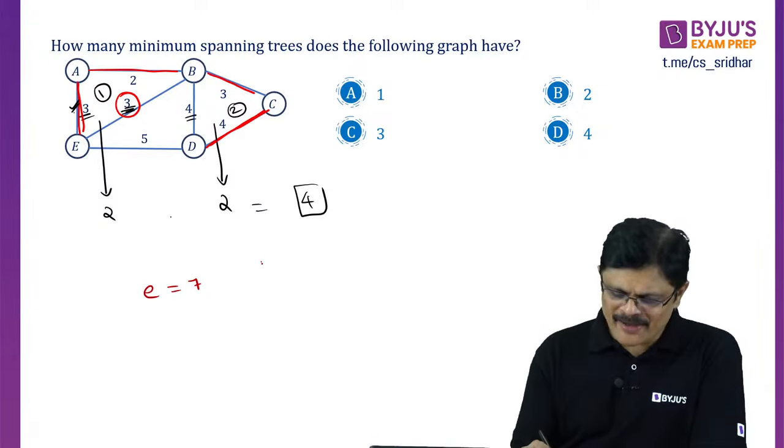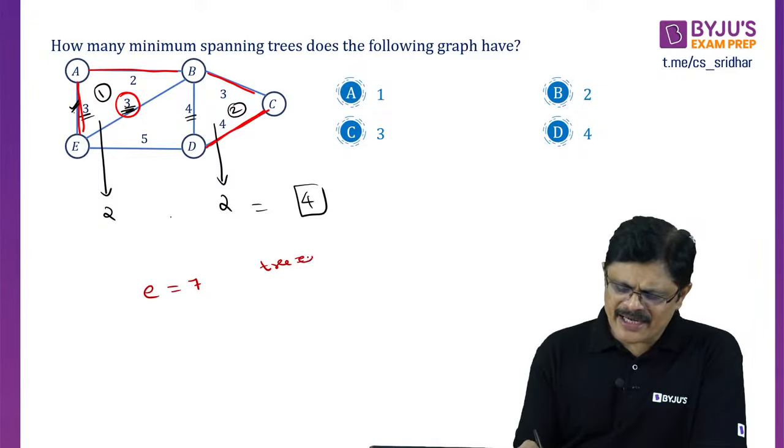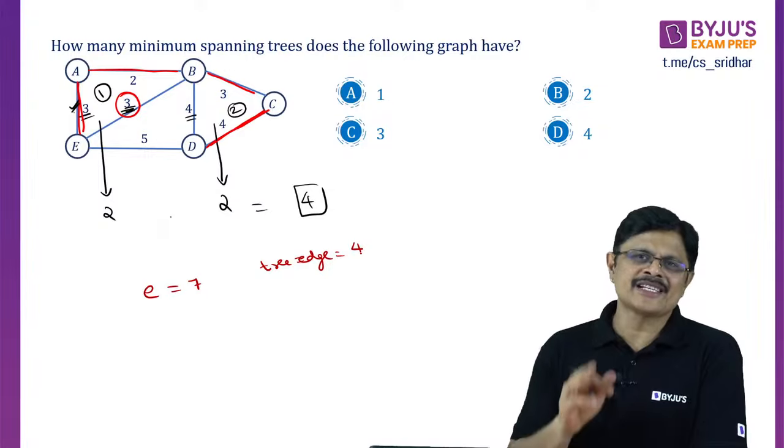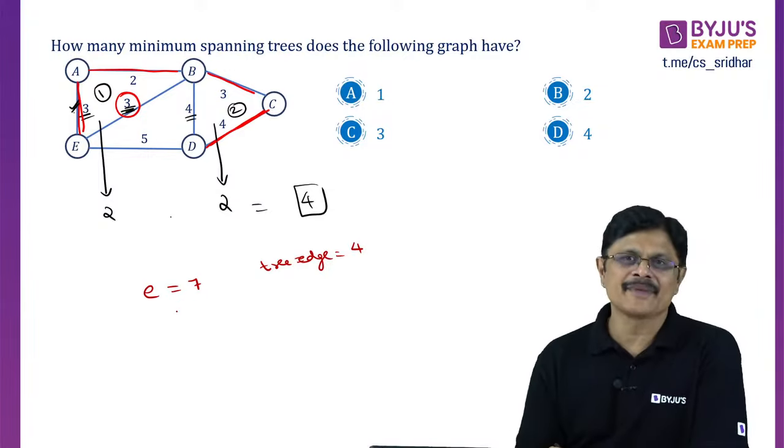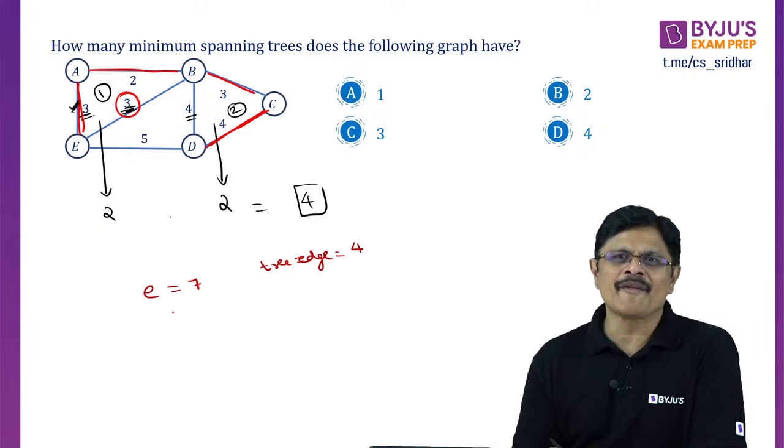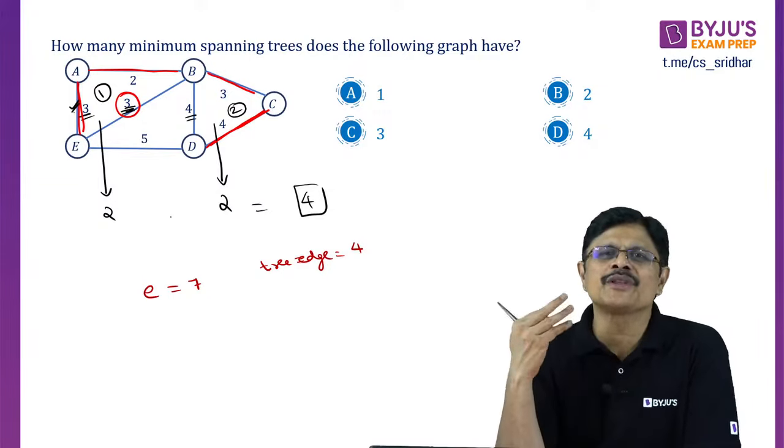Tree edges. How many tree edges are there, sir? Tree edges would be only 4, because 5 vertices means 4 edges are required. That is, we need to remove 3 edges, my dear friends. We need to remove 3 edges. Am I clear? From the total number of edges, we have to remove 3 edges.